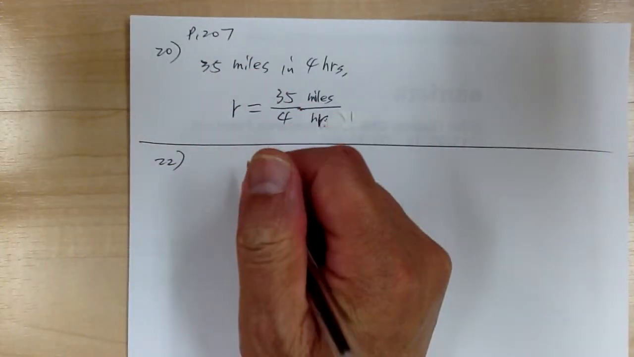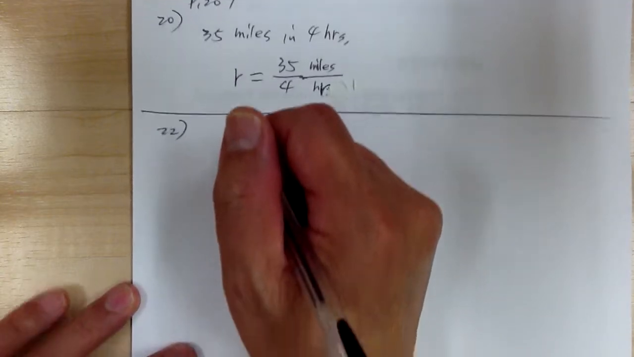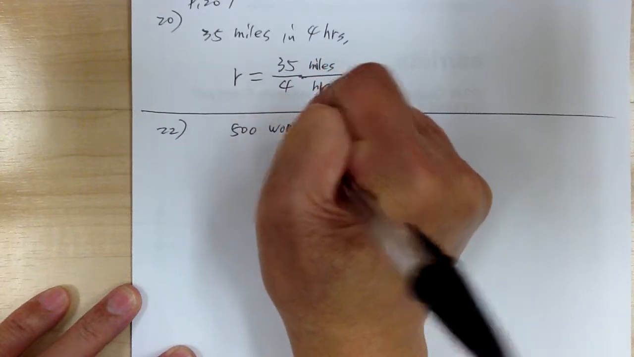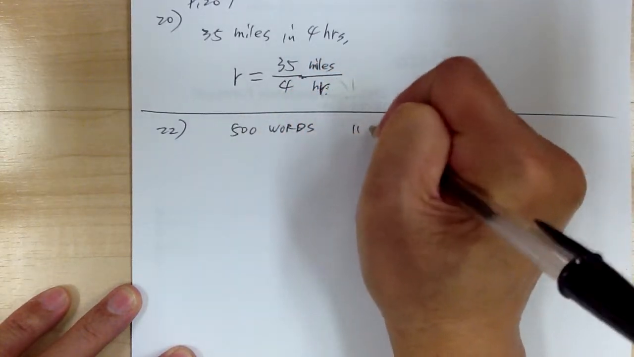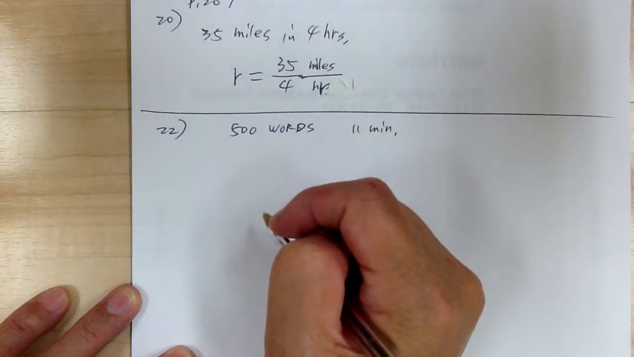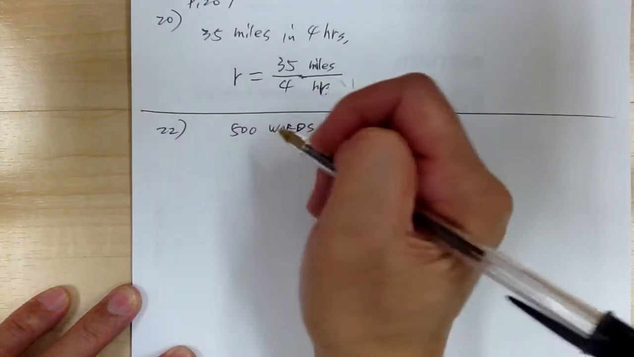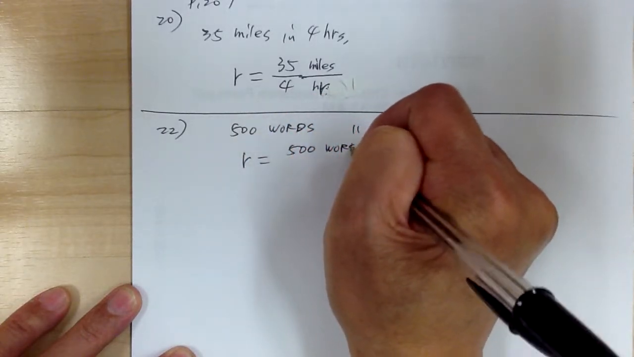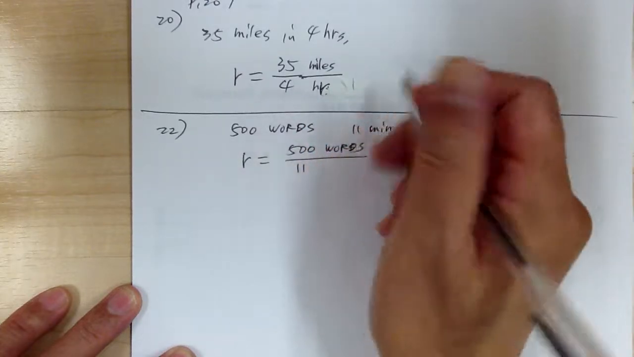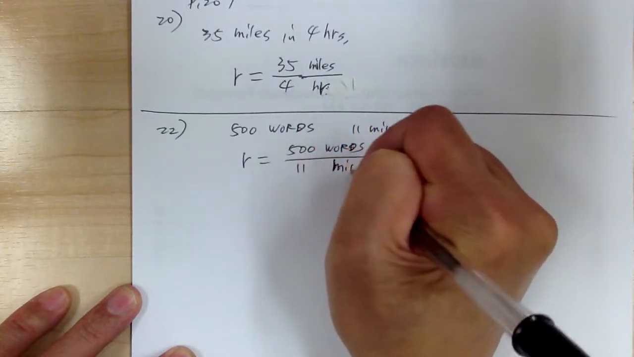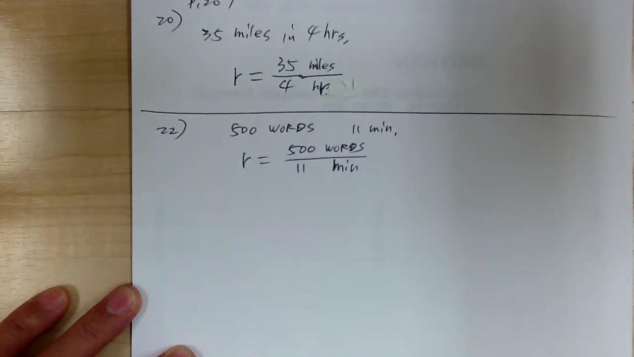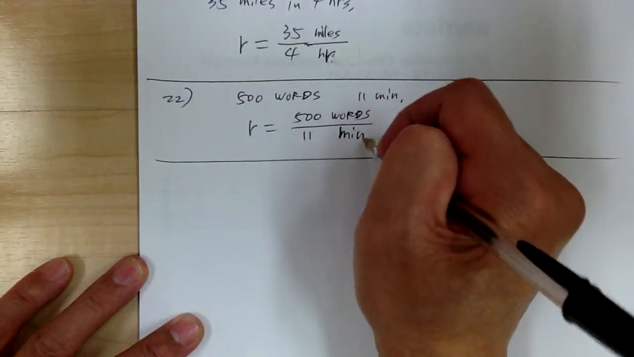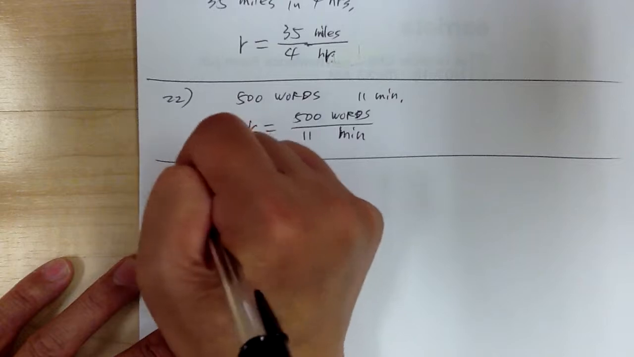Okay, let's go to 22. It says Christopher typed 500 words in 11 minutes. So 500 words in 11 minutes. You want to express the ratio of words to minutes. So rate equal to 500 words over 11 minutes. Okay, and so that's your answer. The rate is very simple. You just need to know how it works. Now let's go to 24.